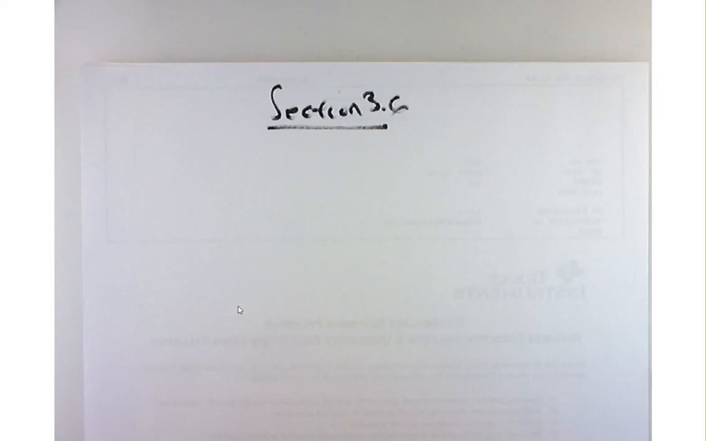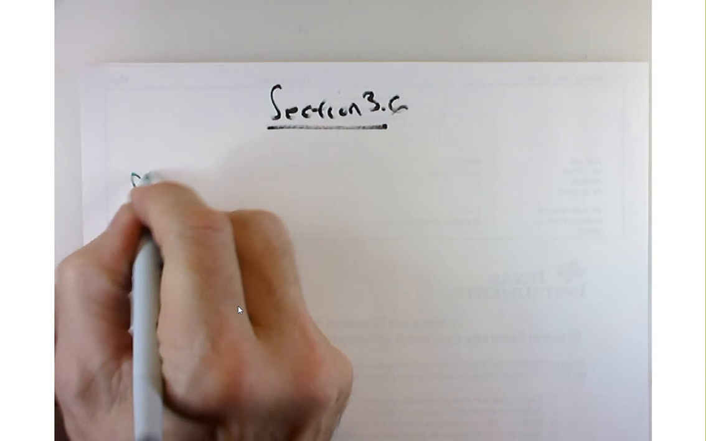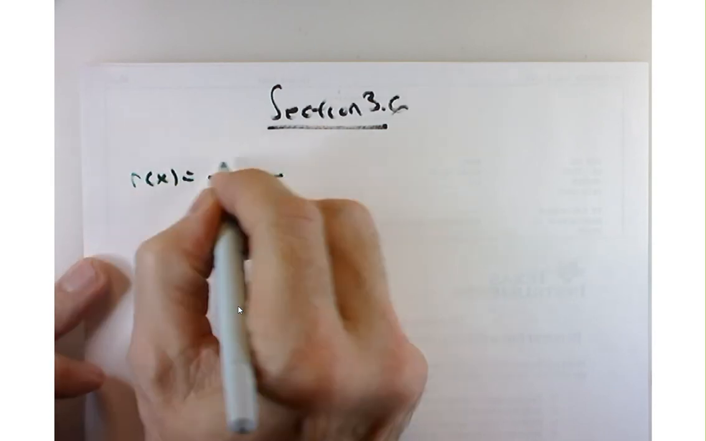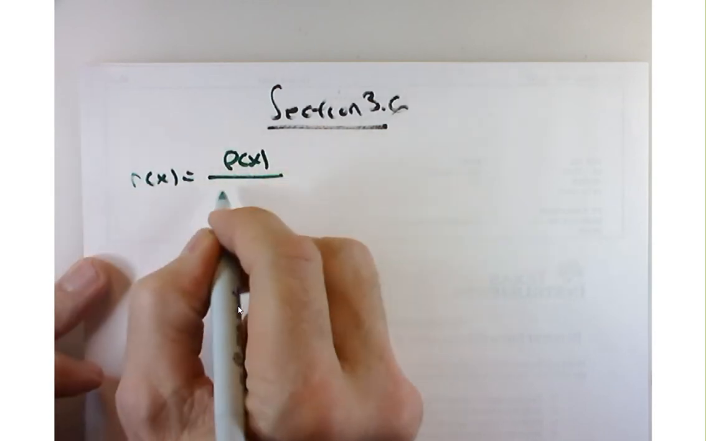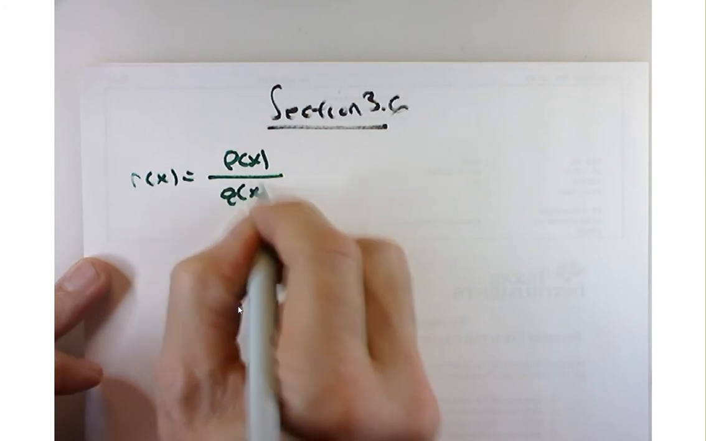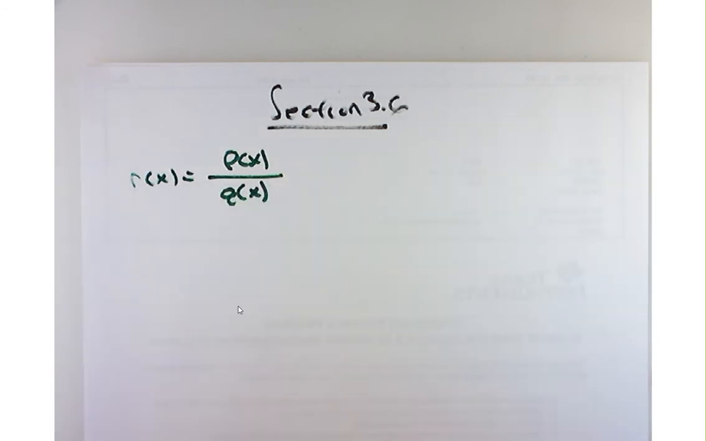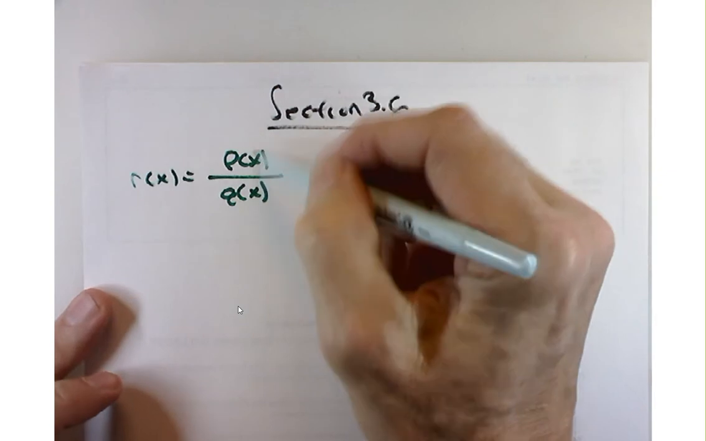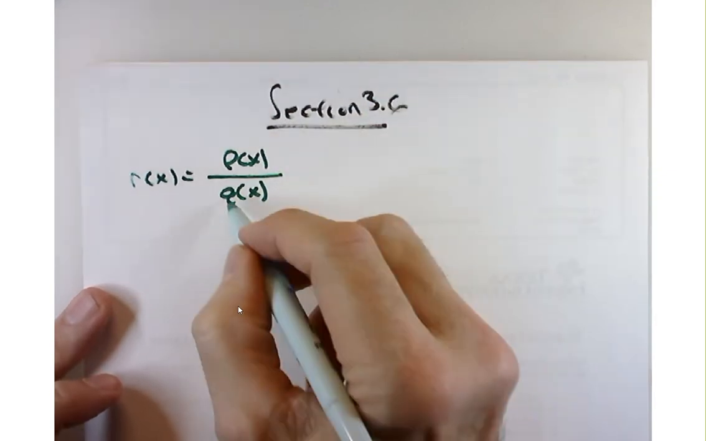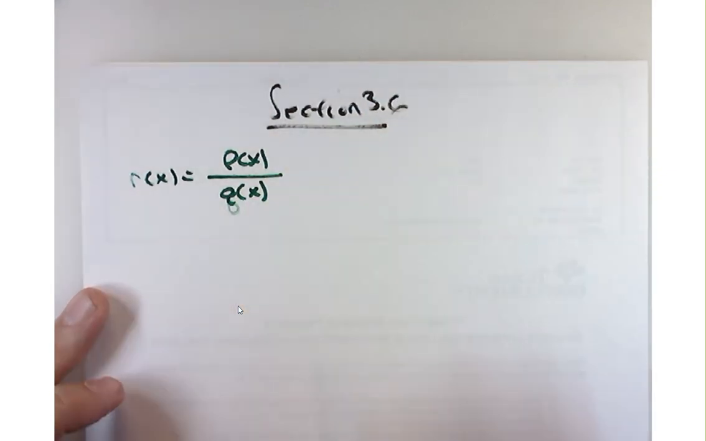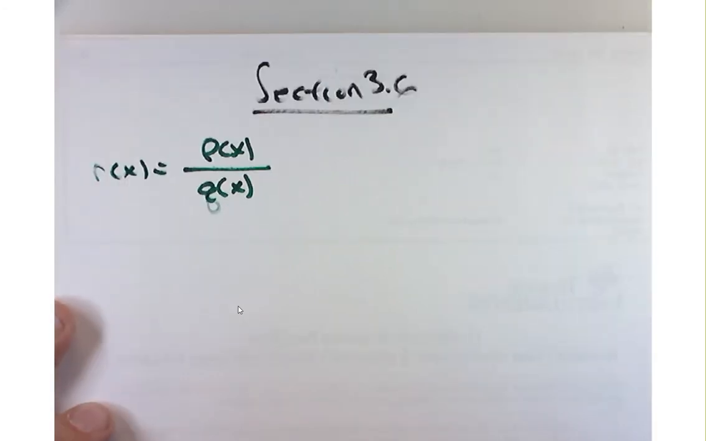So section 3.6 is going to talk about rational functions. A lot of times we use r of x to denote them. You can hear from the word ratio is part of rational functions. Ratio means one divided by another. It means fractions. So p of x divided by q of x, where p of x and q of x are each polynomials.